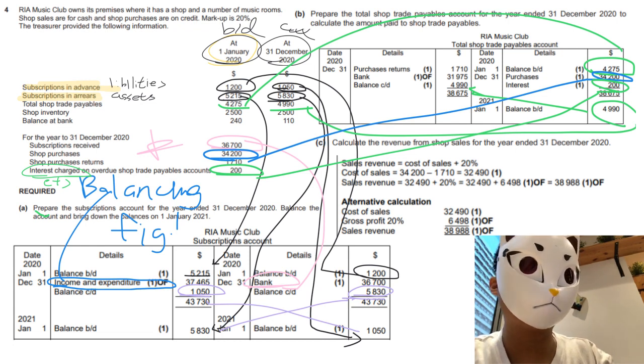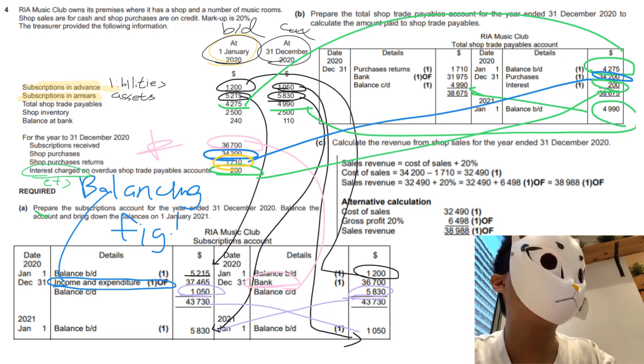So we will put it in the credit side. And then next, what do we have? We have 1710 purchases return. So we have to deduct it. So we'll put it here.